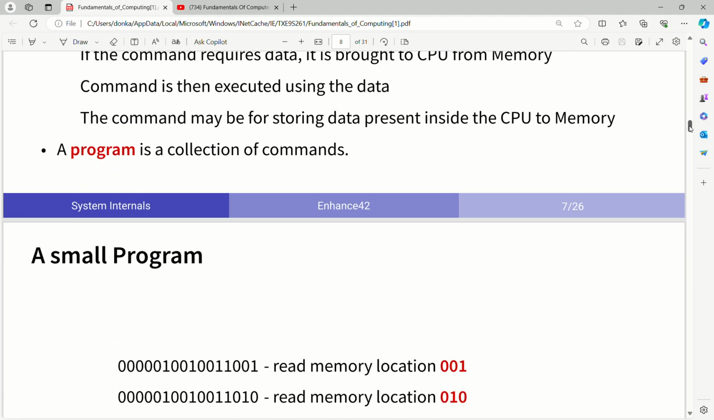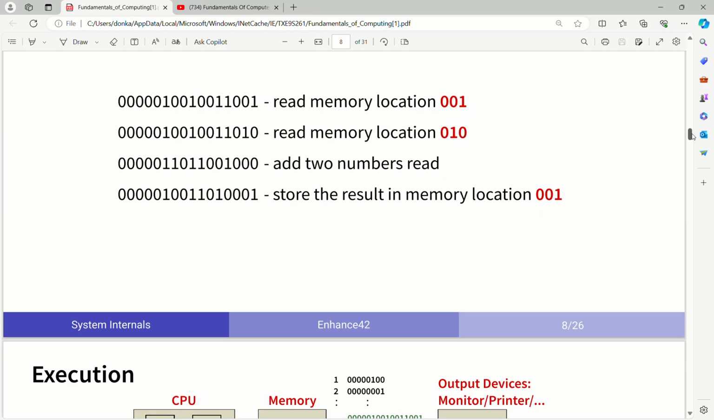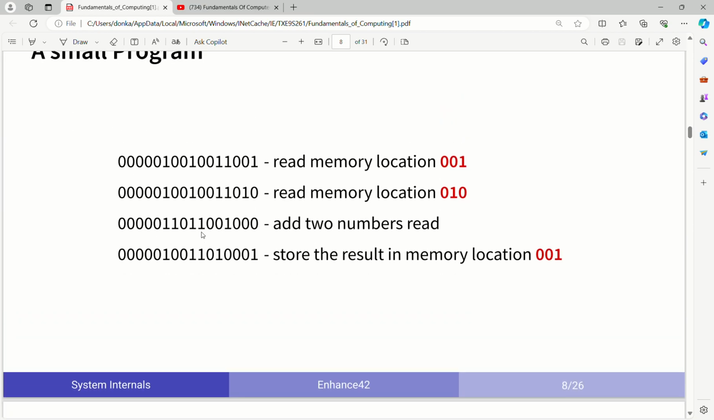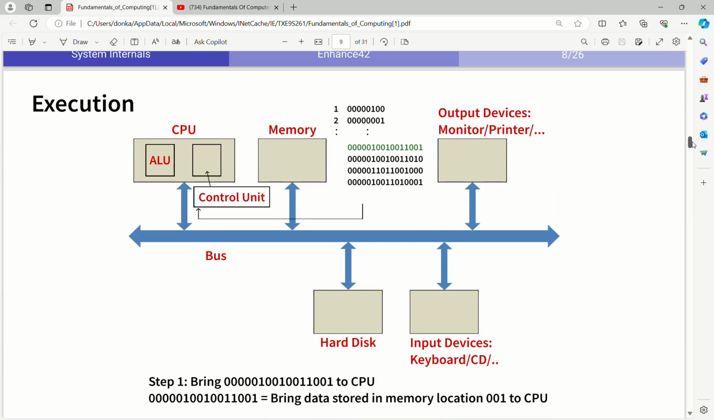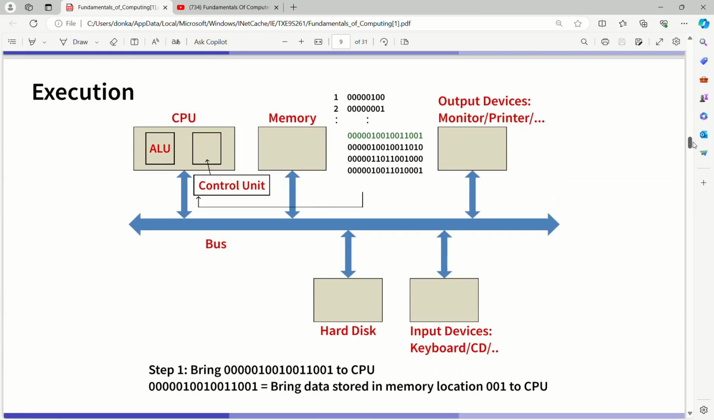And after we'll go to a small program. This is in binary format. Read memory location 001, read memory location 010, and these binary numbers are added, and this result is stored in a memory location. And after that we'll go to this execution, which means these are all there in binary format.